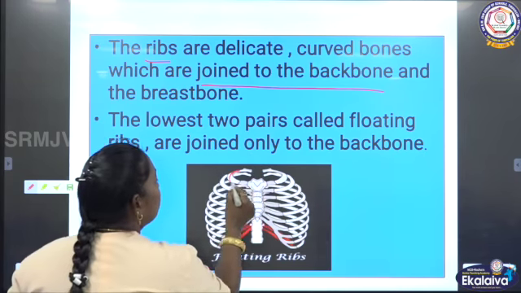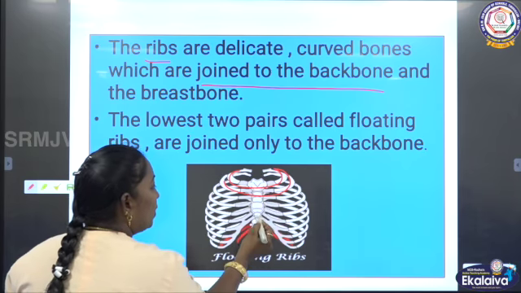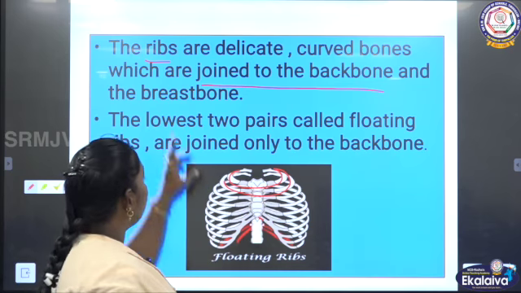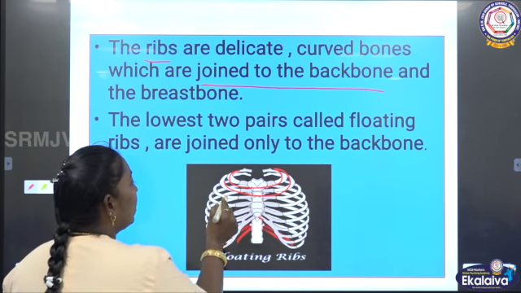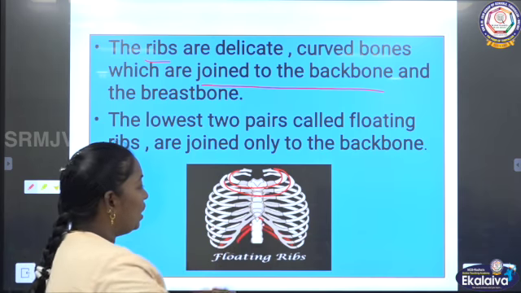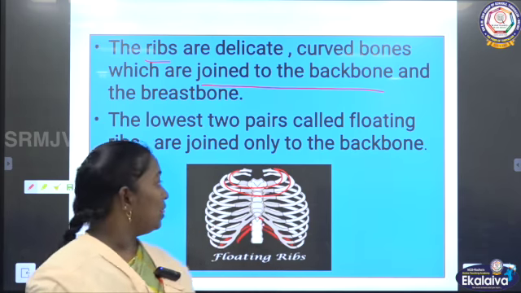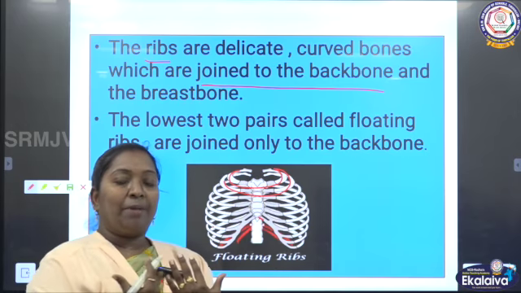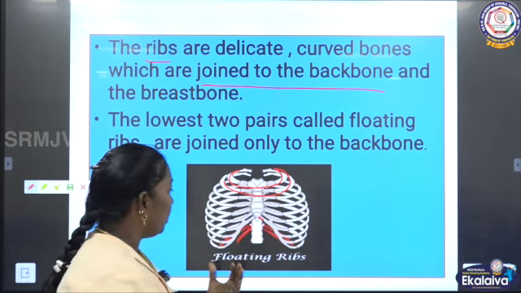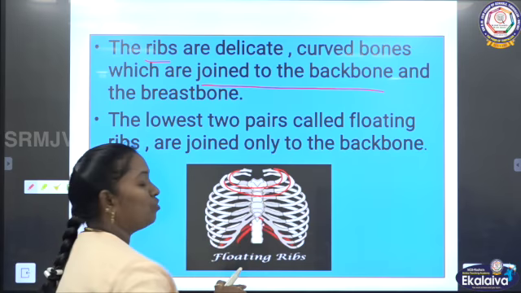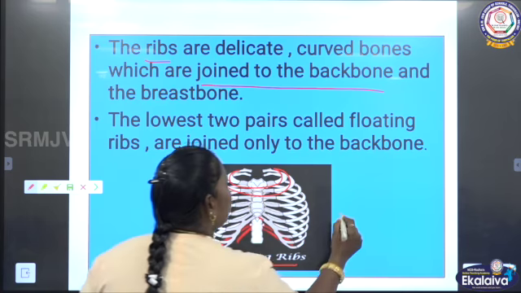If you see here, from the back it is completely attached to the backbone. There are 12 pairs: 1, 2, 3, 4, 5, 6, 7, 8, 9, 10, 11, 12. You can see them in red color. Totally, together, 12 pairs of bones. Of these, the first 10 pairs of bones are completely attached to the breastbone, but the last 2 are not attached to the breastbone. These are called floating ribs.